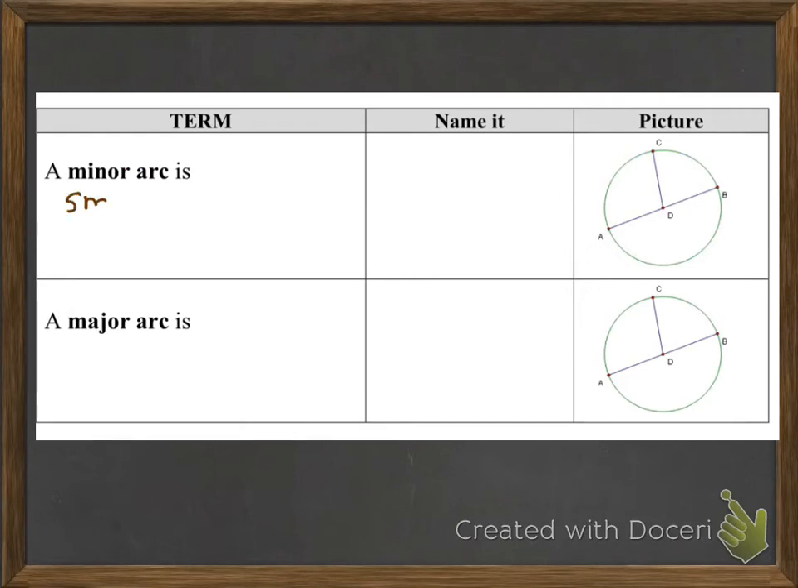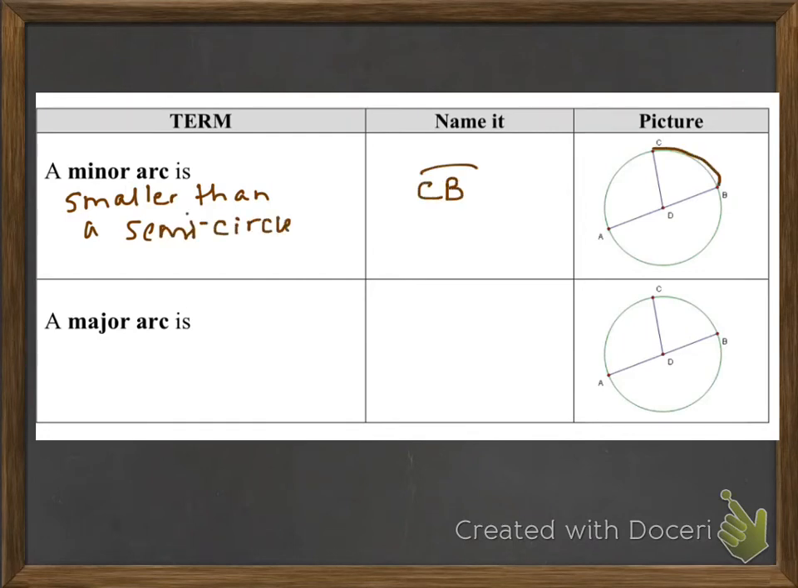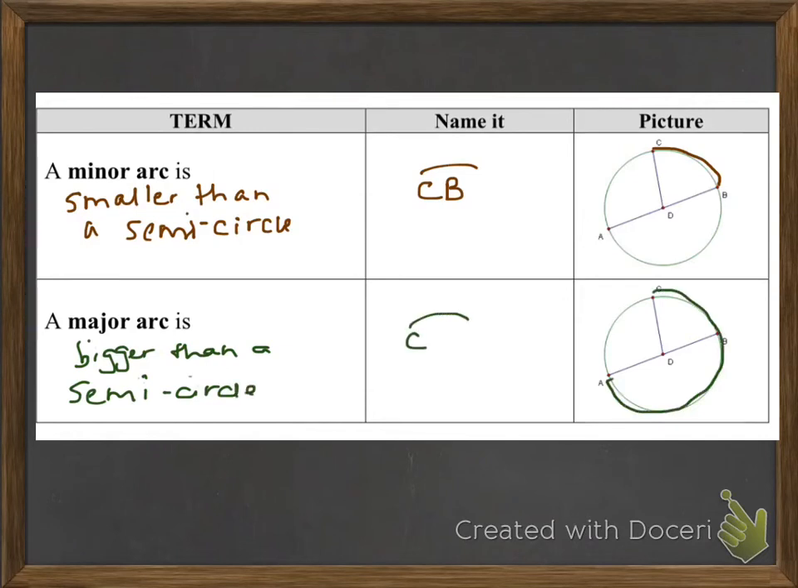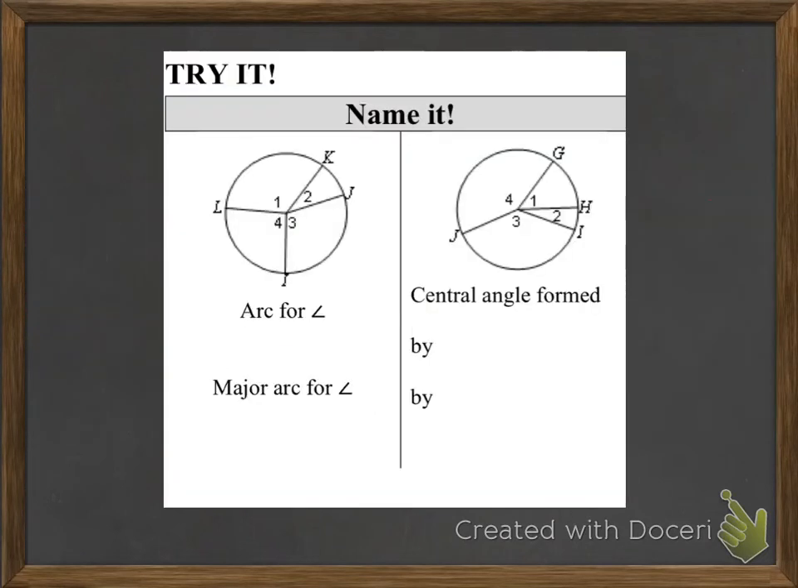Two final definitions are that of a minor arc. A minor arc is smaller than a semicircle. So in this case, it could be CB, and the way that I write it is CB with a little arc over the letters. I could have also written CA, because that's less than a semicircle. And a major arc is bigger than a semicircle. So I write it with 3 letters, CBA.